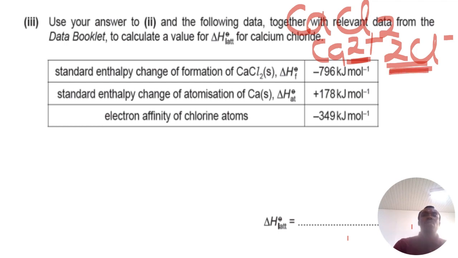So quantities that have to do with chlorine here, we're going to multiply those quantities by 2. For example, we're going to multiply the enthalpy of atomization of chlorine by 2. We're going to multiply the enthalpy of first electron affinity of chlorine by 2, because we have 2 moles of chloride ion. And we are given the standard enthalpy change of formation of calcium chloride. We are given the standard enthalpy change of atomization of calcium. We are given the electron affinity of chlorine atoms. So the values we don't have here are the enthalpy of atomization of chlorine, and the first and second ionization energy of calcium, which we are going to check from our data booklet.